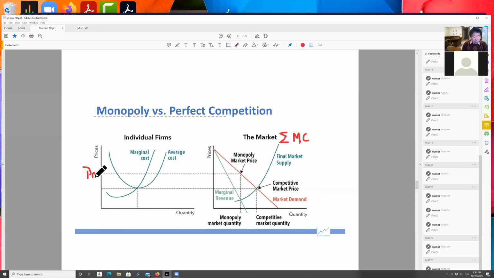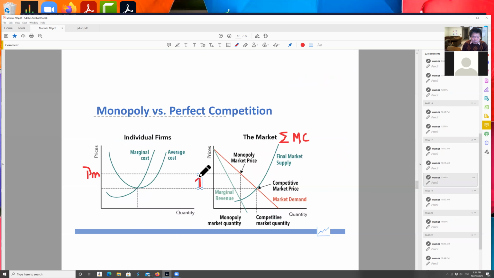Comparing monopoly price, monopoly price is higher than competitive price. And this monopolist is restricting output, reducing output from the competitive level to the monopoly level. So consumers are hit twice. They get to consume less, and they are paying a higher price, okay? They are hit from both sides.